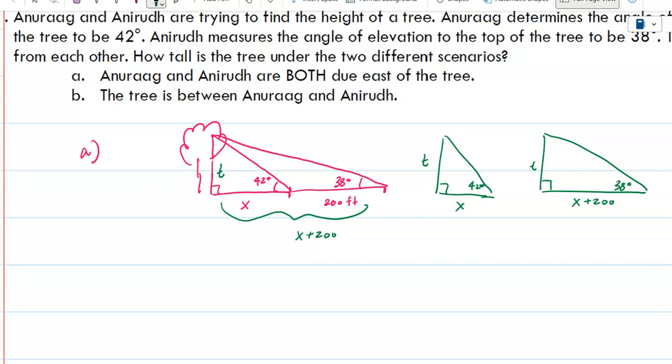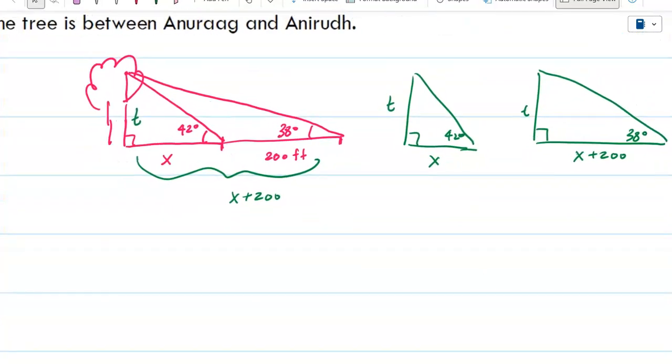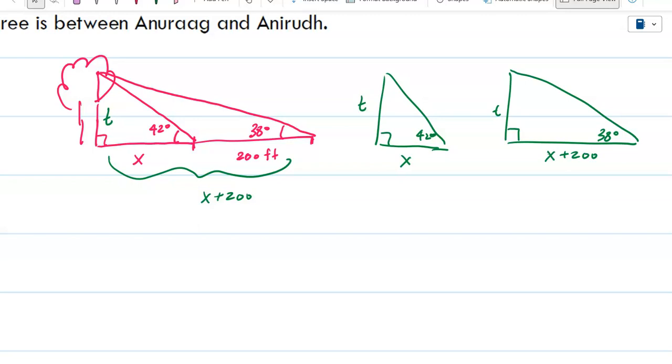So I could say, tangent of 42 degrees equals opposite over adjacent, but that's two variables. We're in big trouble. Not big trouble, but we can say tangent of 38 equals t over x plus 200.